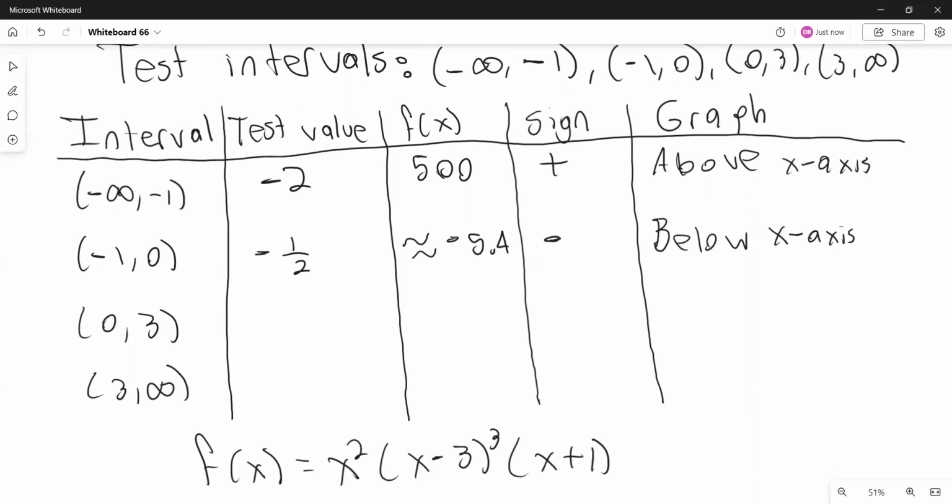For 0 to 3, let's take 1 as a test value. f at 1 is going to be -16, which is also negative, so the graph is below the axis. And 3 to infinity, the test value is going to be 4. f at 4 is 80, and the sign is positive. So the graph is above the axis.